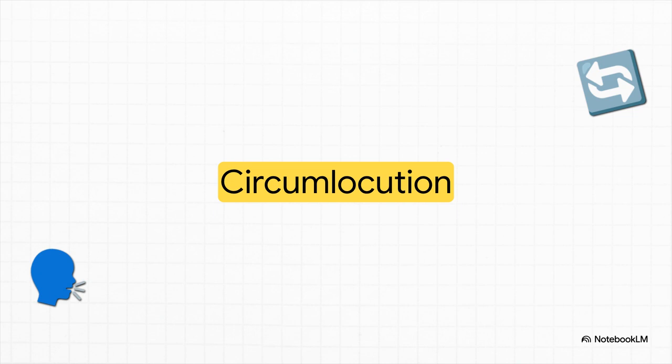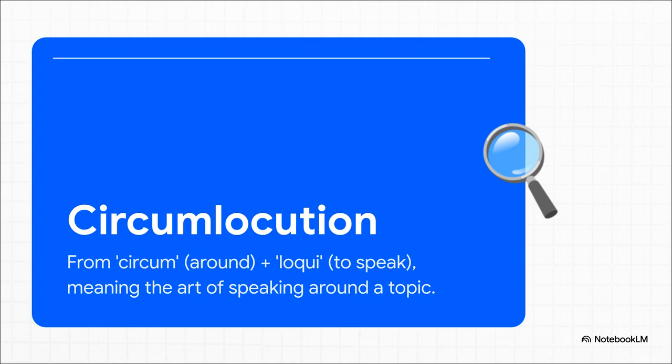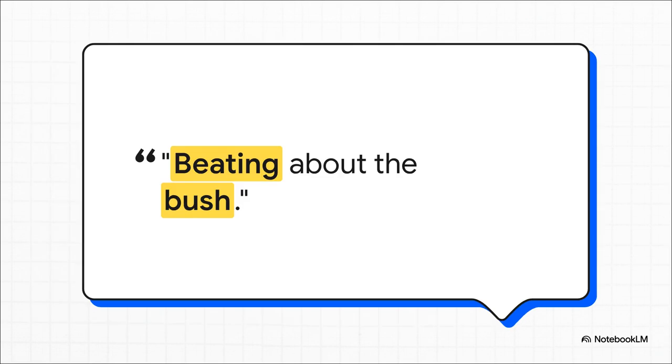Circumlocution. So here we keep our old friend circum for around, but we swap out the root. Now we're using loqui, which is Latin for to speak. Put them together, and you get circumlocution. Literally, the art of speaking around a topic. And if you're ever looking for a perfect, everyday way to remember this, circumlocution is really just a fancier way of saying someone is beating about the bush. They're avoiding the main point by talking all around it.